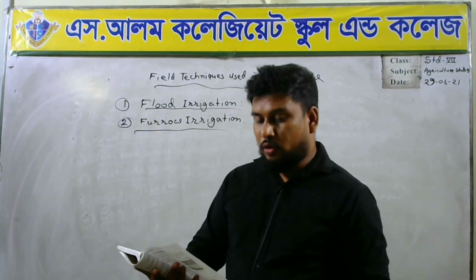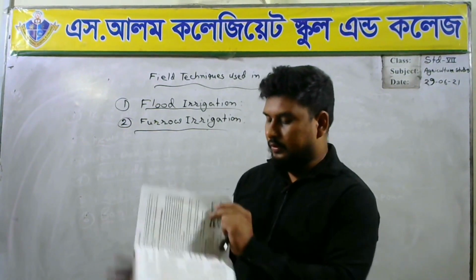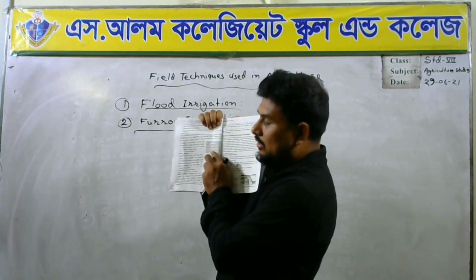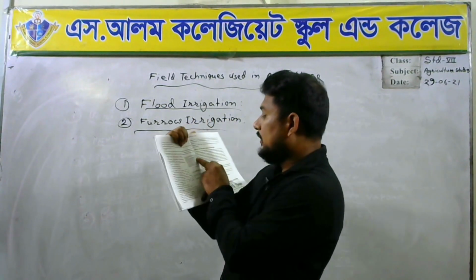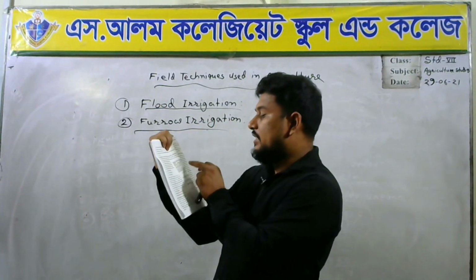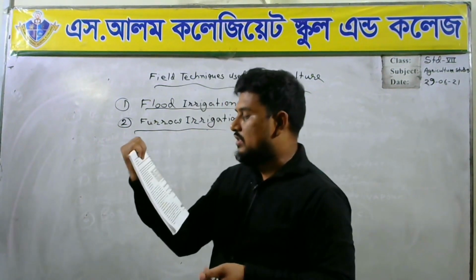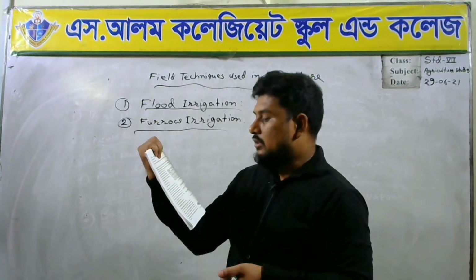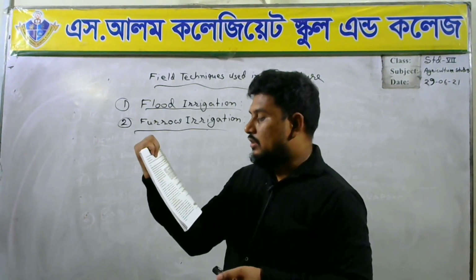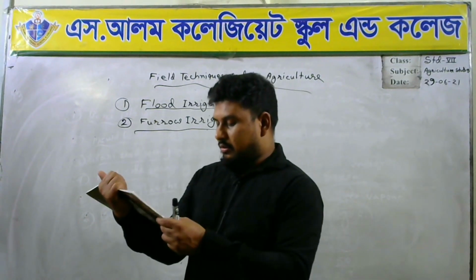Number 3, border irrigation. Yes, students, look at the picture. This is the border irrigation. It has many advantages. Number 1, water management is easy. Number 2, less wastage of water occurs. And number 3, less soil erosion is caused.